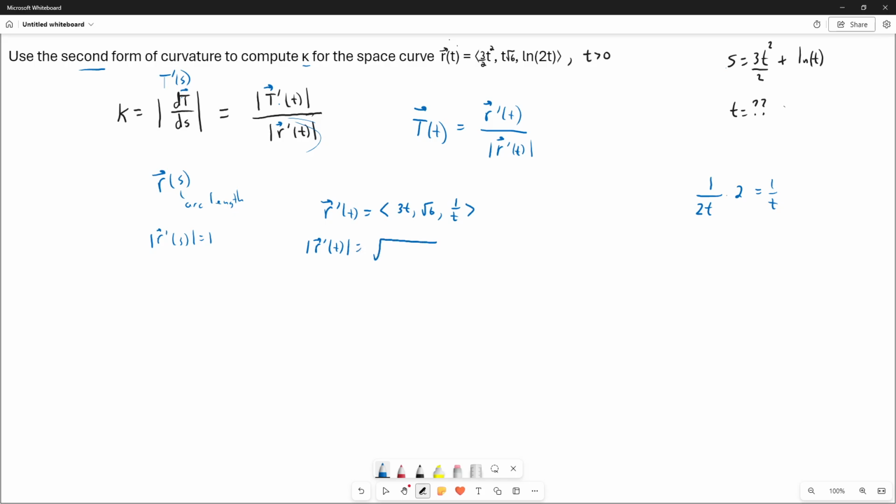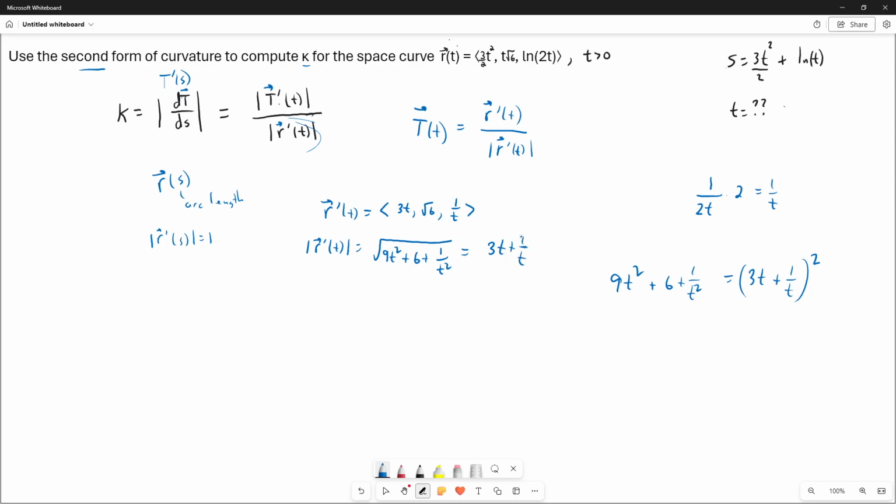is the square root of the sum of the squares of the components. The square of 3t is 9t squared, plus the square of the square root of 6 is 6, plus the square of 1 over t is 1 over t squared. Now this expression is itself a perfect square. This is 3t plus 1 over t quantity squared. You can double check that. And so this square root is 3t plus 1 over t.